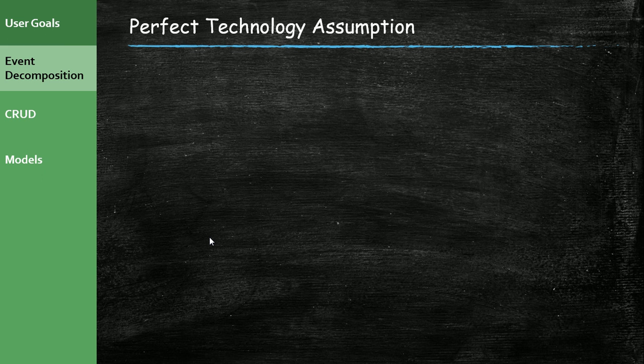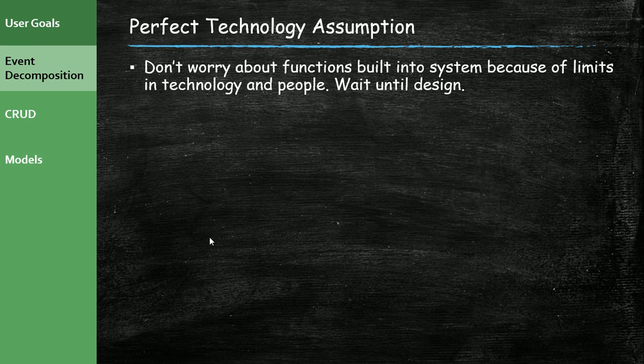The last thing about our event decomposition technique is it employs this concept of perfect technology assumption. And what do we mean by that? That means don't worry about functions that should be built into the system because of limits in technology and people. We're going to wait until the design phase to do all that stuff.